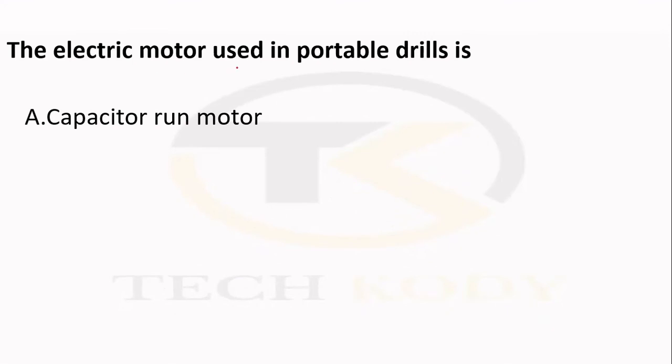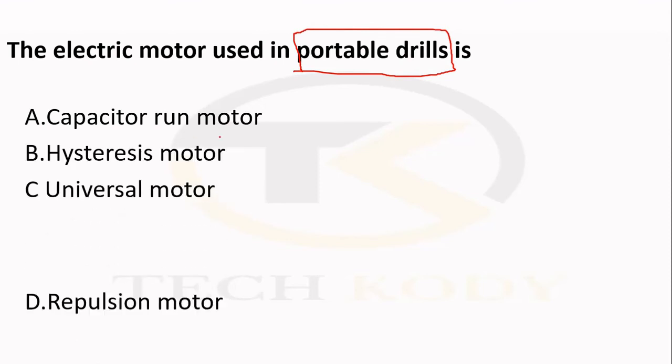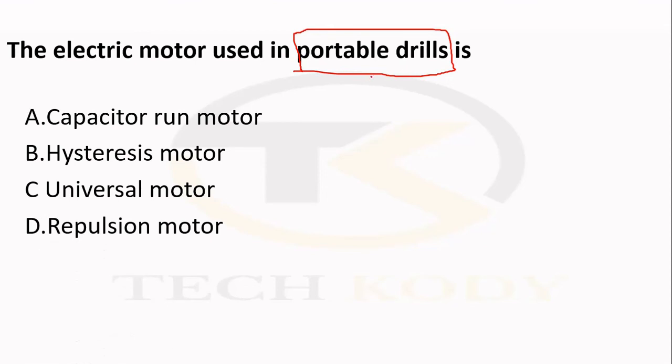The electric motor used in portable drills. Here they ask about portable drills: what type of motor can we use? A capacitor-run motor, hysteresis motor, universal motor, or repulsion motor. In portable drills, we can use the universal motor.